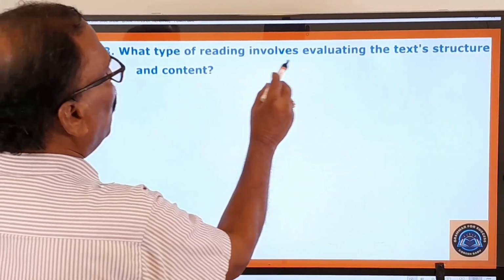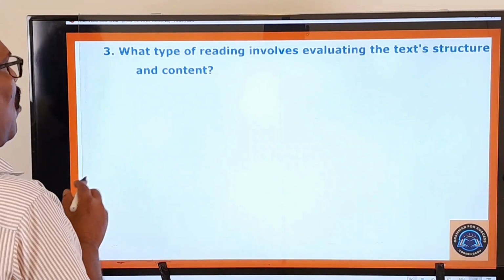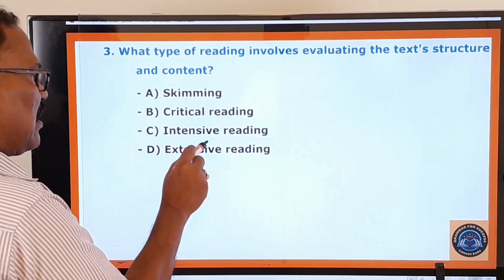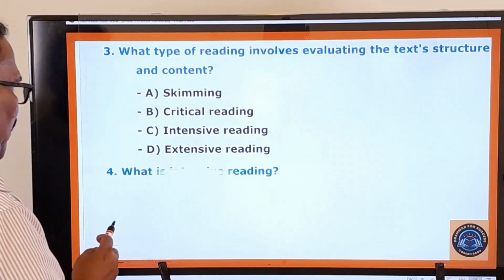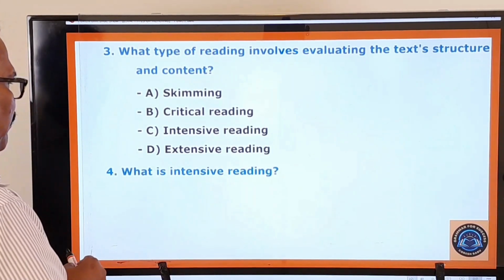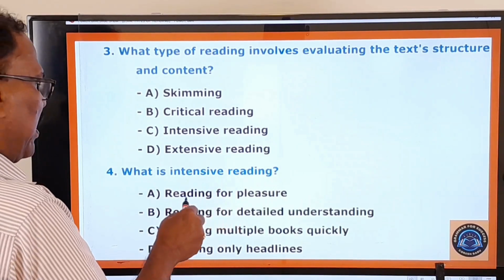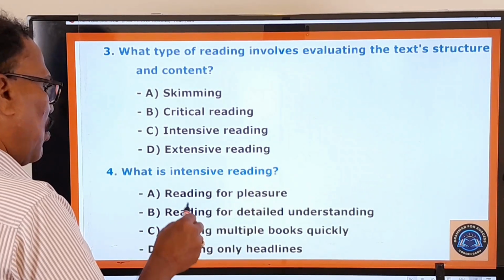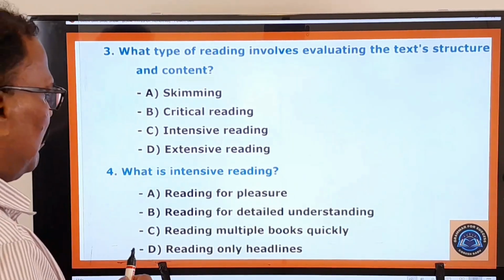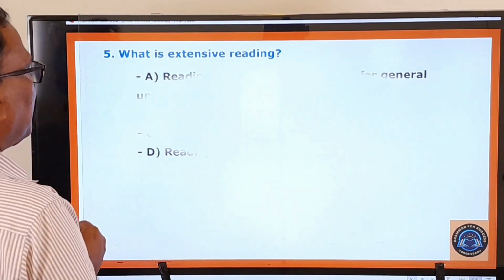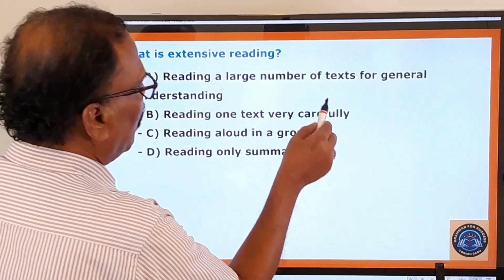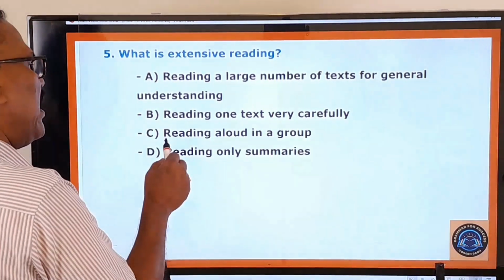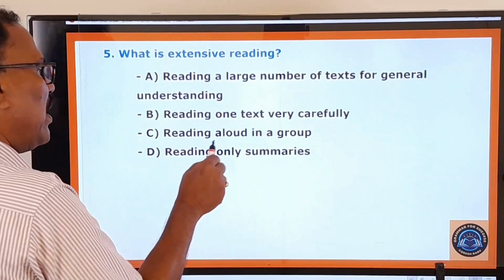What type of reading involves evaluating the text structure and content? Skimming, critical reading, intensive reading, extensive reading. What is intensive reading? Reading for pleasure, reading for detailed understanding, reading multiple books quickly, reading only headlines. What is extensive reading? Reading a large number of texts for general understanding, reading one text very carefully, reading aloud in a group, reading only summaries.